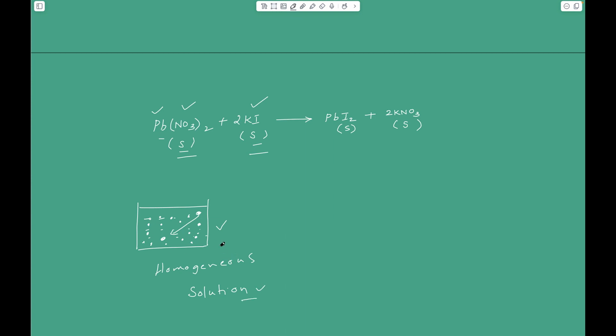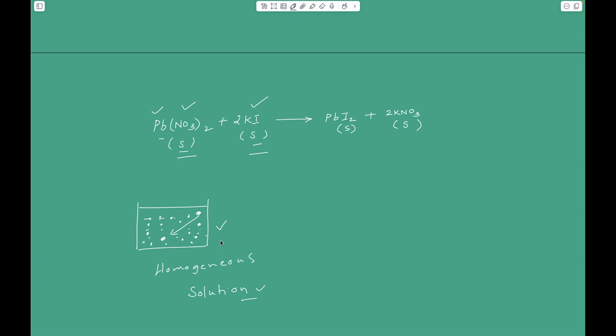Then, if water is not chemically reacting with lead nitrate here, then what is it doing? Here water does two things. One is that it is separating the particles of lead nitrate from one another and thereby allowing these particles to move freely. Secondly, it is providing a medium for these particles to move.